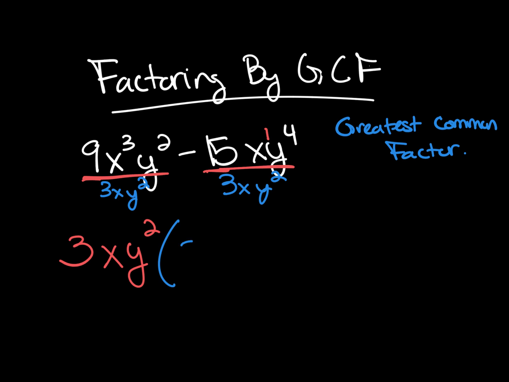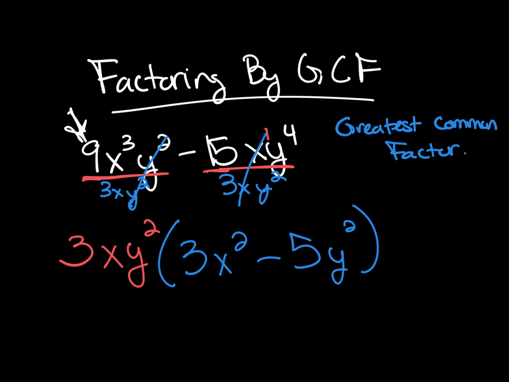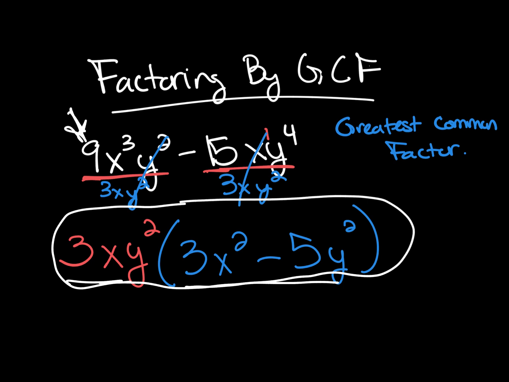9 divided by 3 is 3. X cubed divided by x is x squared. The y's cancel. I have minus 5. The x's cancel. And I'm left with y squared. So you can see that before the problem got here, it was 3xy squared times 3x squared minus 5y squared. So this whole thing, GCF included, is your factored answer.